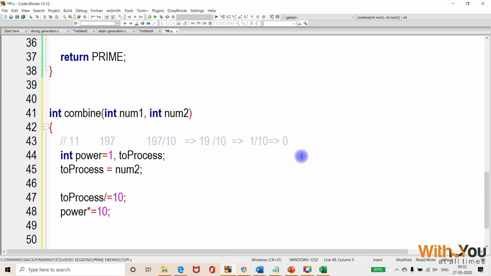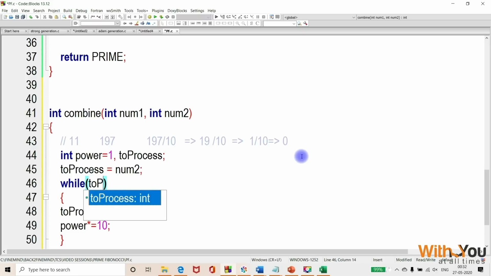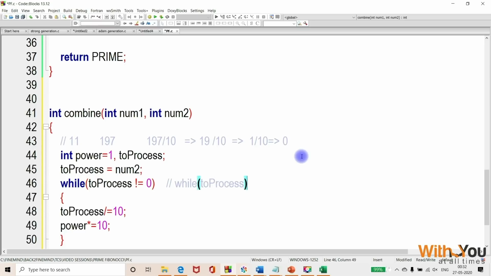So he becomes 10. Now this goes on a loop. Okay, how long will he do? This will go on in a loop until the to process becomes 0. While to process not equal to 0. Or better coding, you can also say while to process. I'm satisfying both people who understand while to process and while to process not equal to 0. Either one you can do.